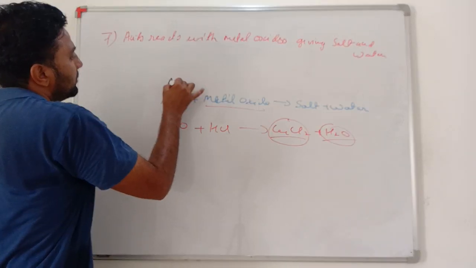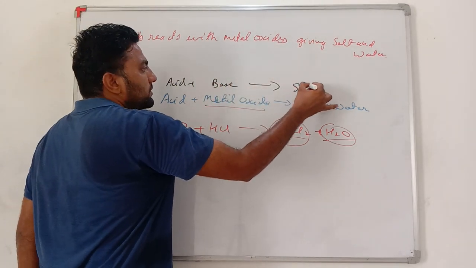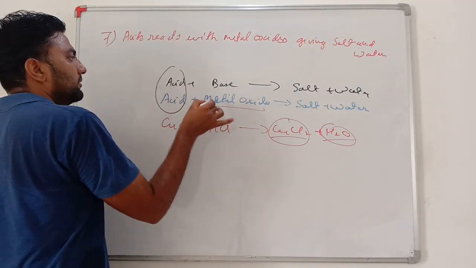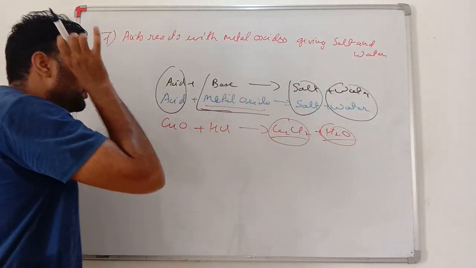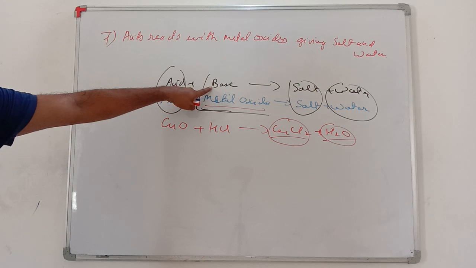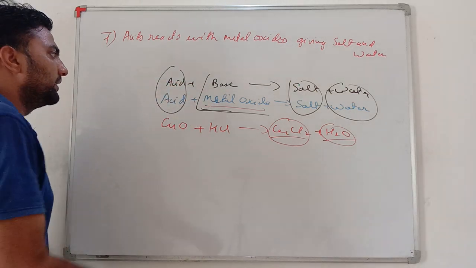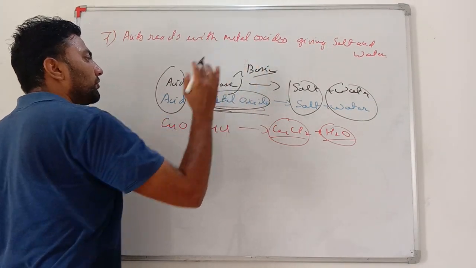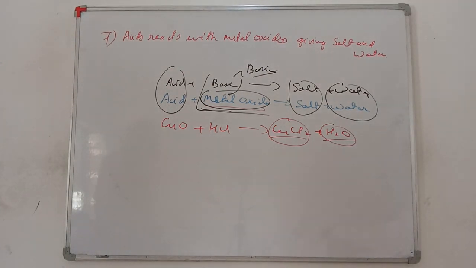As we know, acid plus base also gives salt plus water. As you can say, in the place of base, it is metal oxide. So very important, as a base neutralizes acid, metal oxide is also neutralizing the acid, and metal oxides are basic in nature. You must get to know from it, metal oxides are basic in nature. Okay, my dear students.